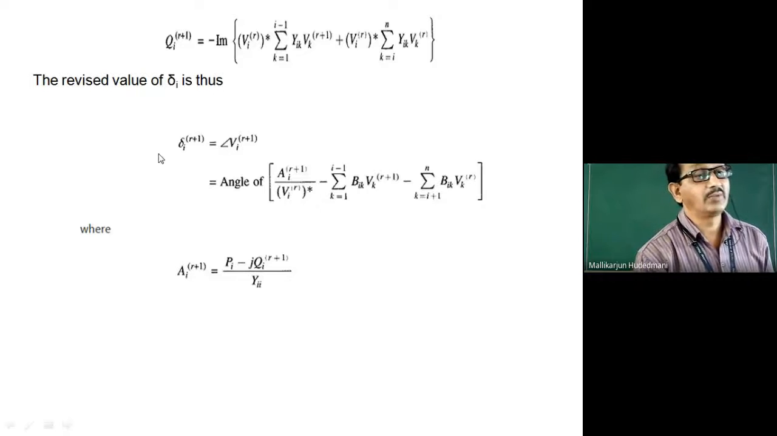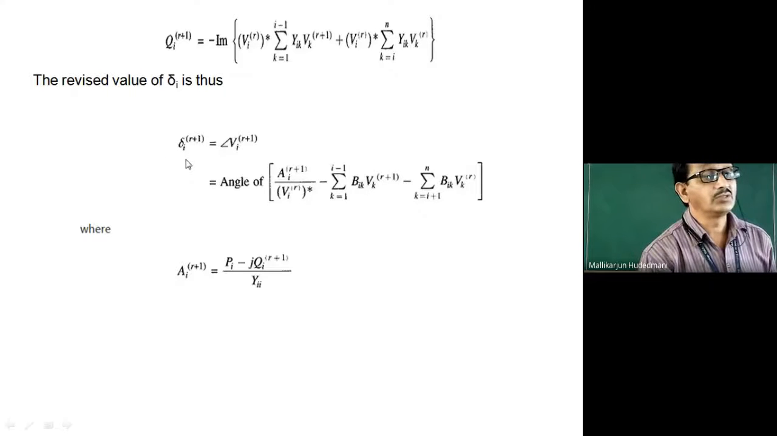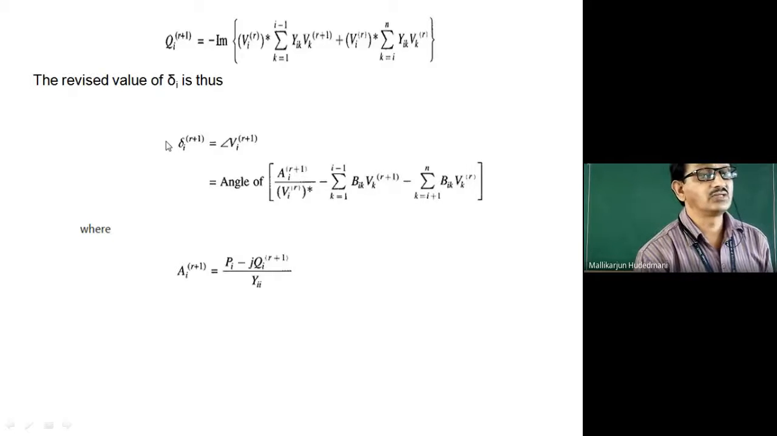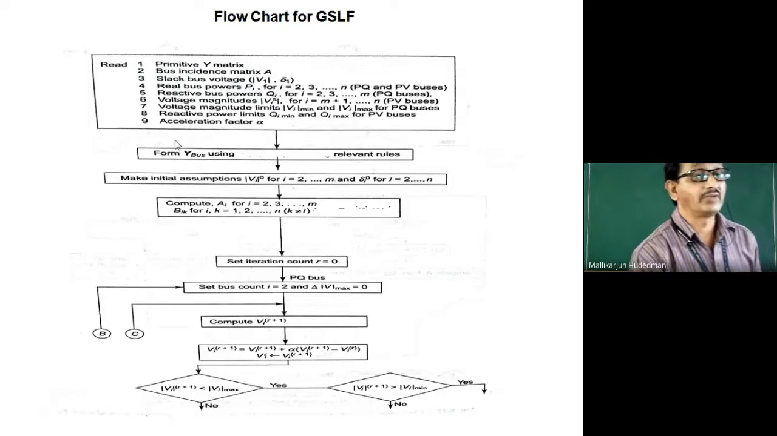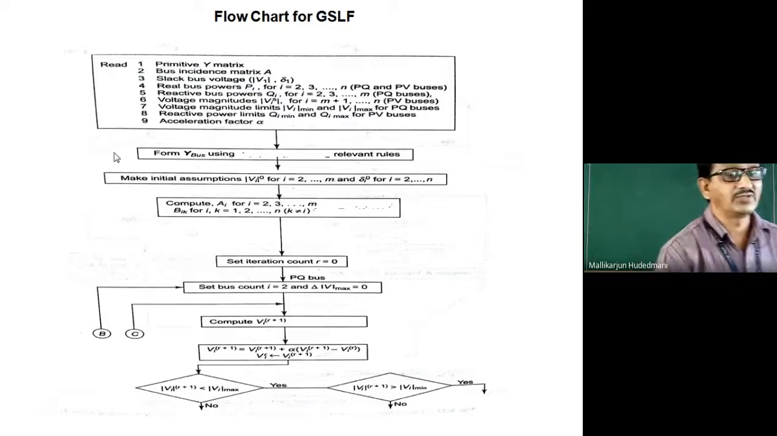Similarly, we have seen what delta of a particular bus is. It is the angle of a voltage vector. We have to assume it. This is what we saw in the morning class. Then later we took a load flow flowchart. Now I have revised the flowchart. This is another file which I was carrying in the morning. I could not show it.